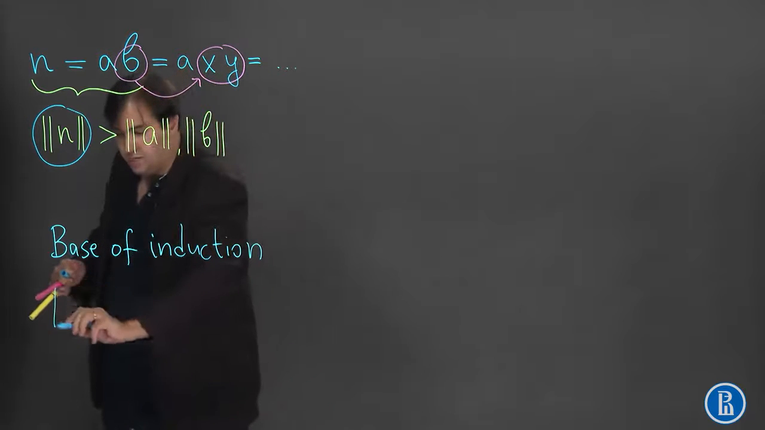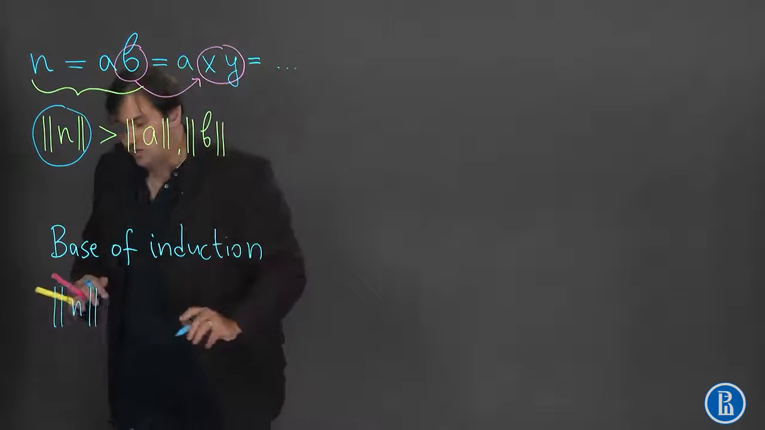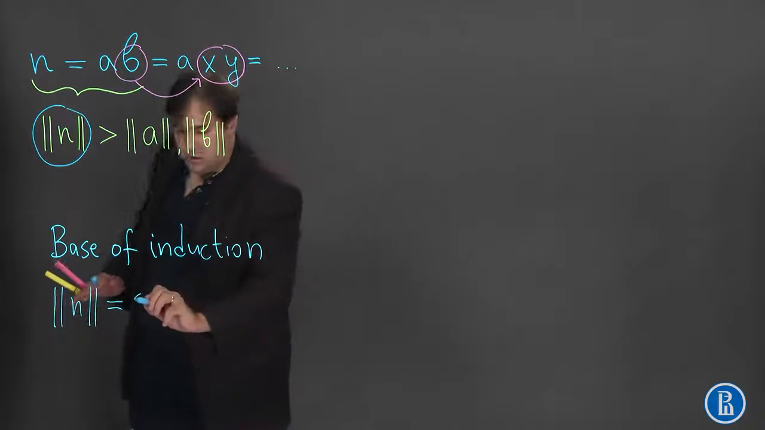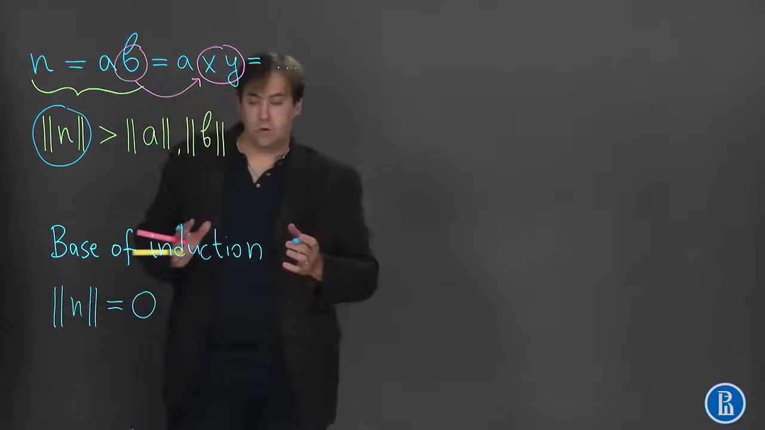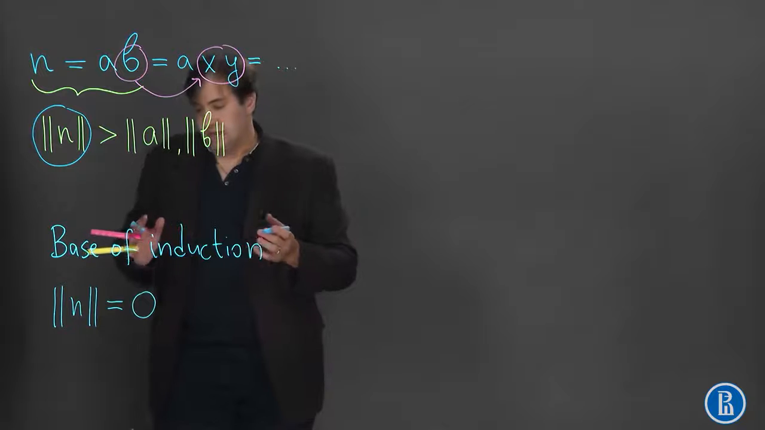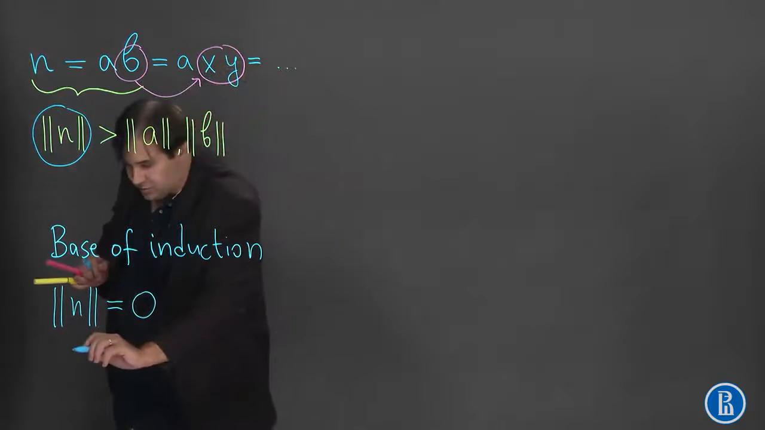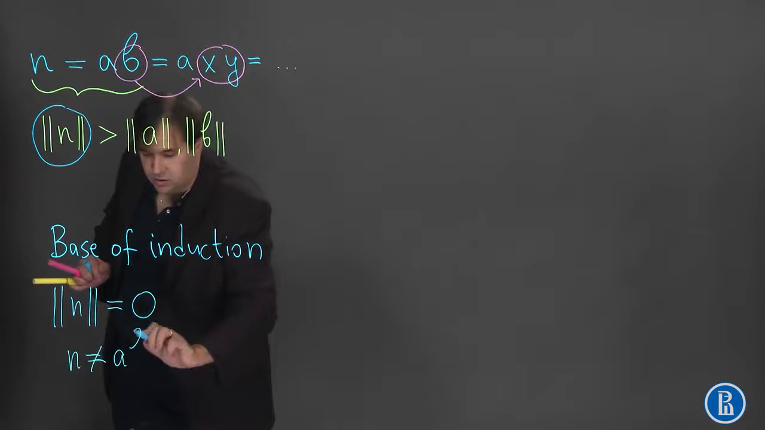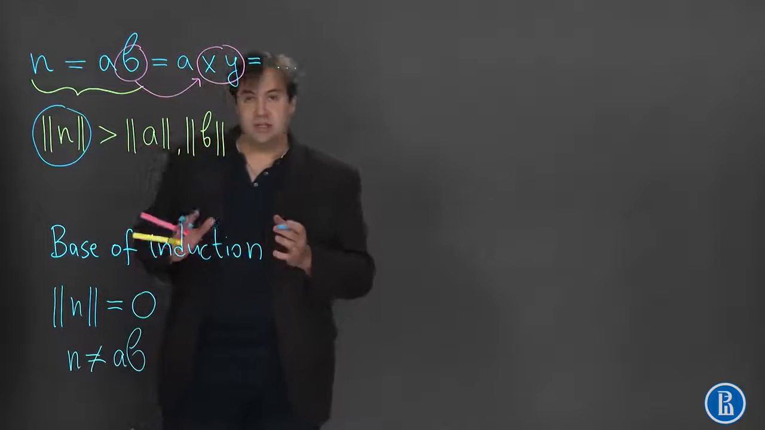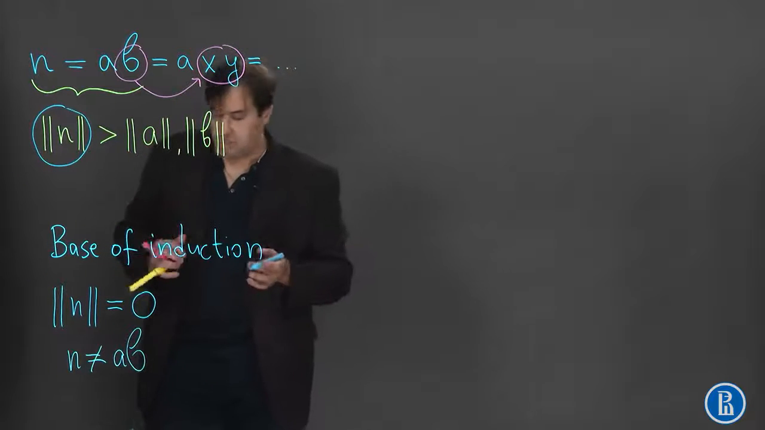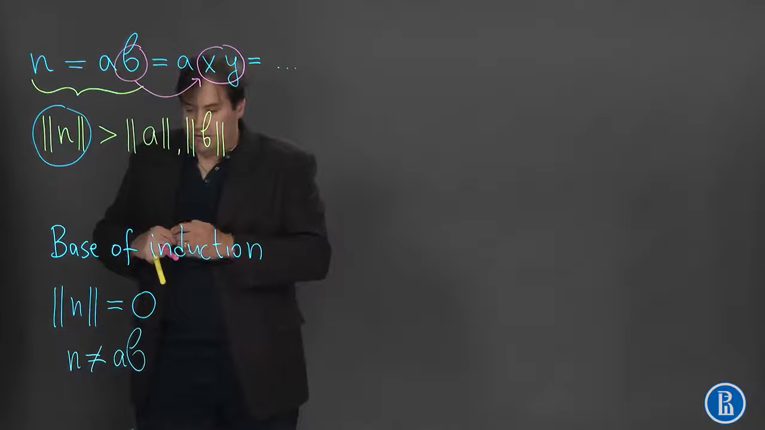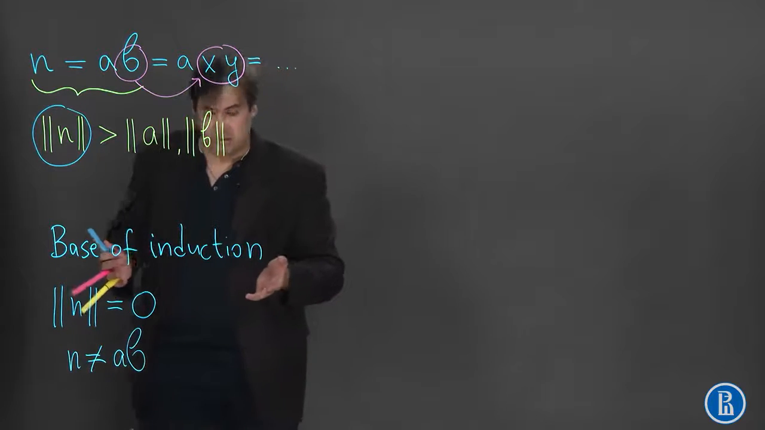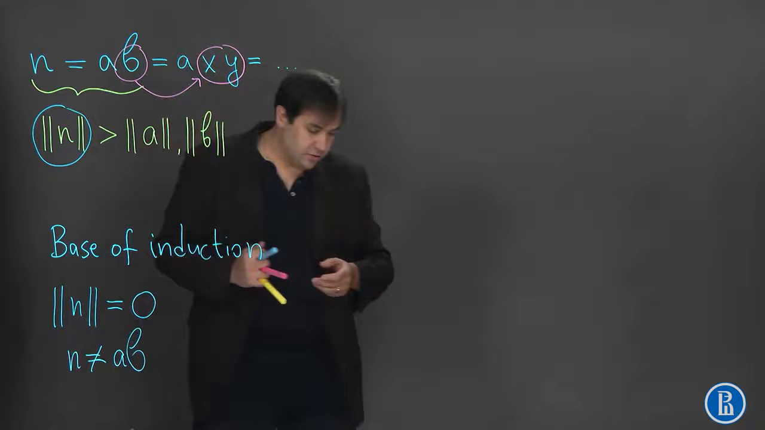We'll say if the norm of n is equal to, for instance, 0, which is the least possible value of norm, then it is rather obvious that n cannot be decomposed into two elements, none of which is irreversible. The base of induction is, as usual, simple. Now let's go to the step of induction.